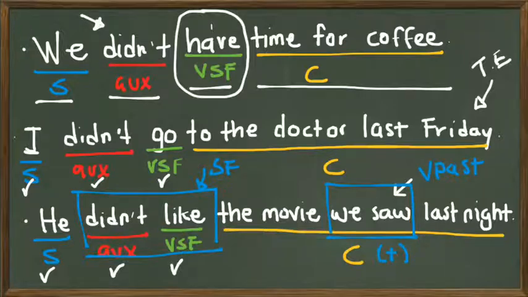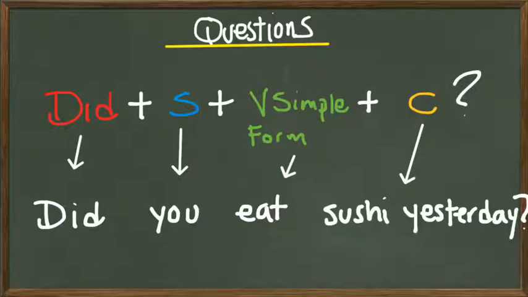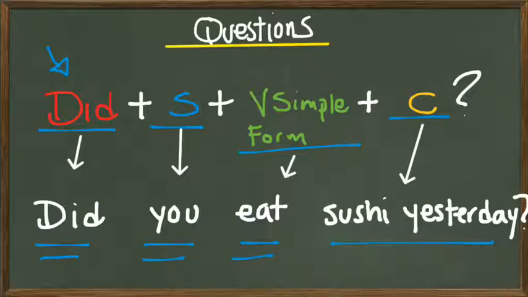Let's move on. Now, let's look at the questions. It's a very simple formula. We have did, subject, and verb in simple form, because there's the presence of did, and complement. Example: did you eat sushi yesterday?